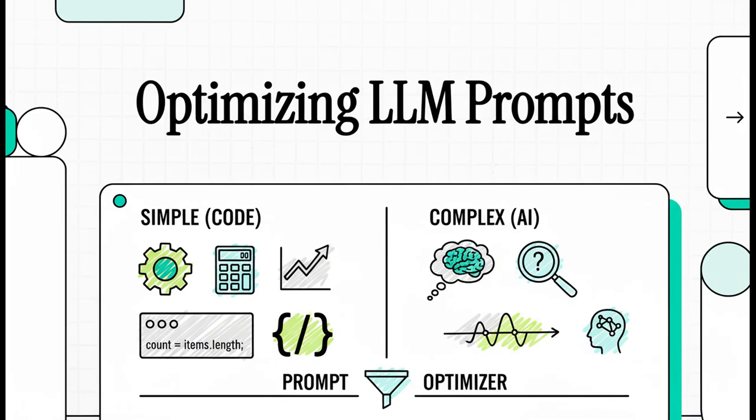All right, let's talk about something that's probably on your mind if you're working with large language models: prompt optimization. And no, this isn't just about tweaking a few words here and there. We're talking about a completely different, way smarter approach to how you ask for things, one that's going to save you time, money, and get you much more reliable results.